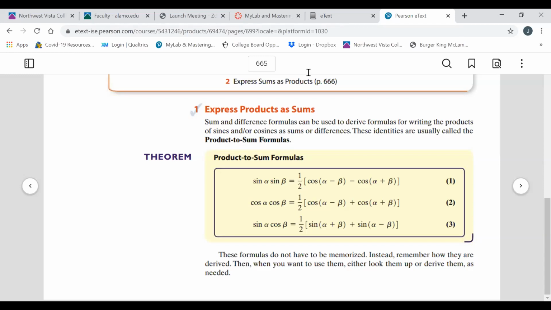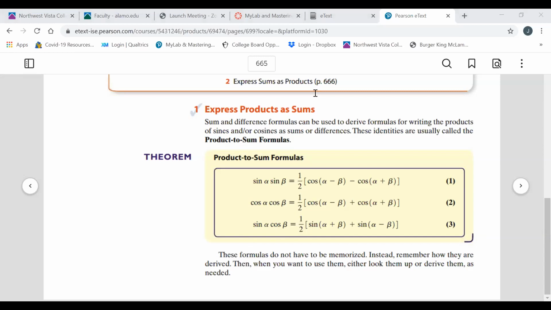The third one is sine alpha times cosine beta is equal to 1/2 bracket sine alpha plus beta plus sine alpha minus beta. The reason why the book only has two of them is because multiplication is commutative. So you can have sine, cosine, it doesn't matter. It should be the same. But I'll give you the fourth one.